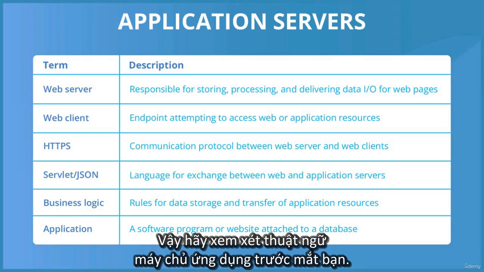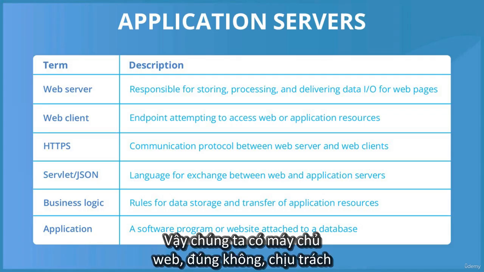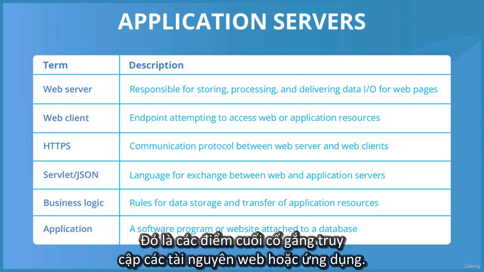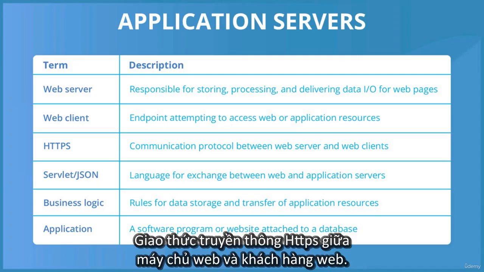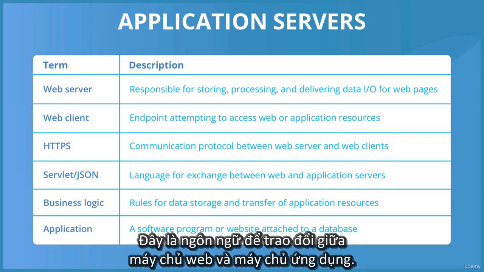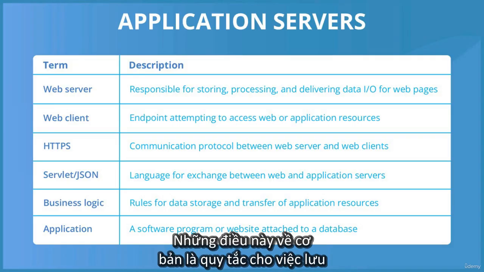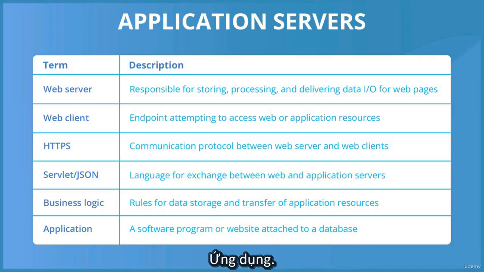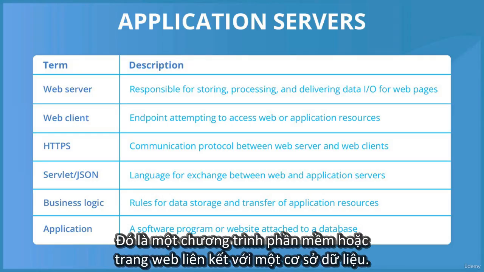So, check out the application server terminology in front of you. We've got the web server, right? That's responsible for storing, processing, and delivering data I/O for web pages. Web clients, which are the endpoints attempting to access the web or application resources. HTTPS, the communication protocol between web server and web clients. We've also got servlet, JSON. This is the language for exchange between web and application servers. Business logic. These are basically rules for data storage and transfer of application resources. The application. It's a software program or website attached to a database.